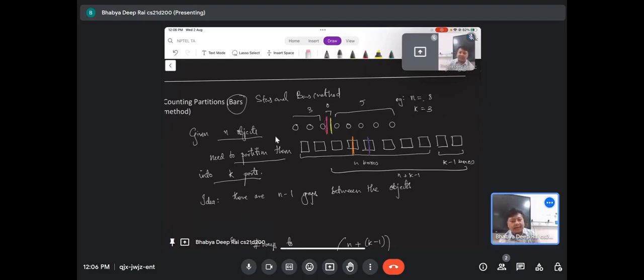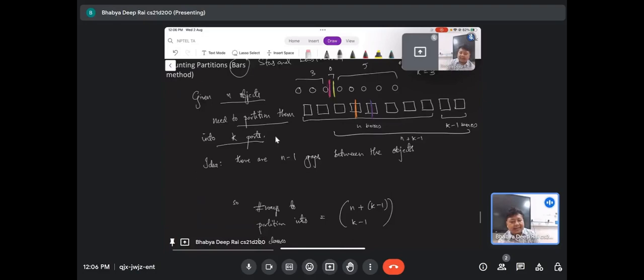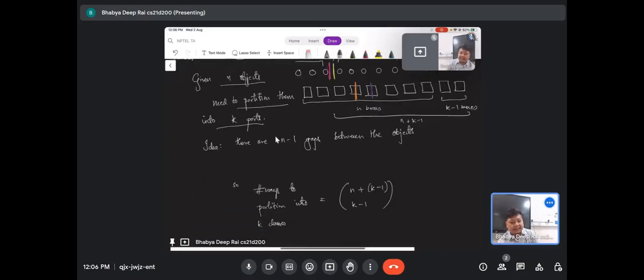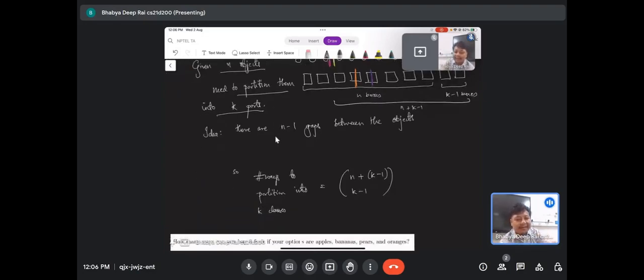Okay, so now that that is done, how many ways are there to place these bars in those boxes? There are n plus k minus 1 boxes, and there are k minus 1 bars. So I just need to choose k minus 1 boxes among n plus k minus 1 total number of boxes. That is my answer.